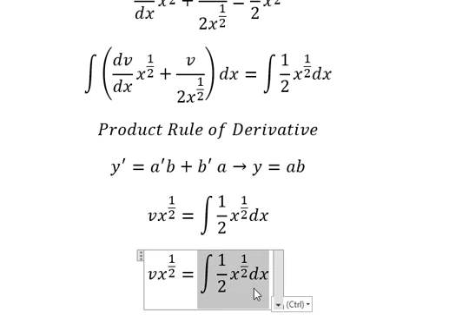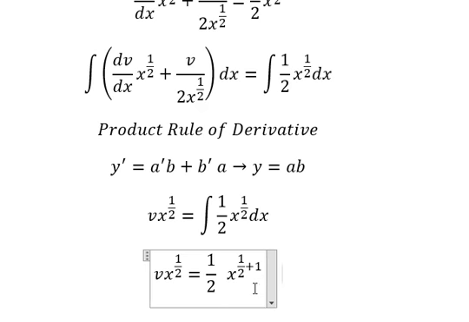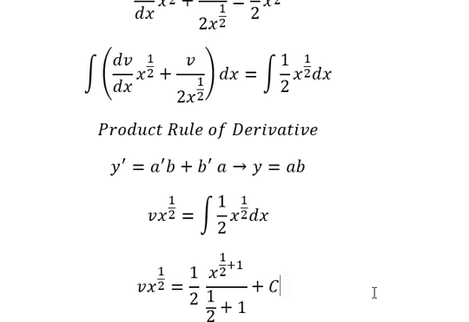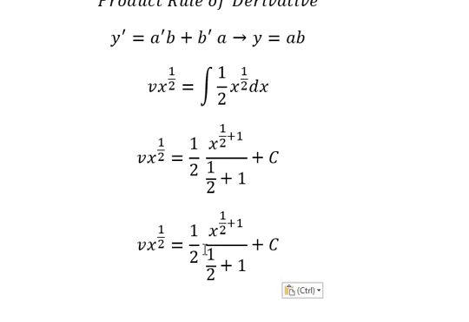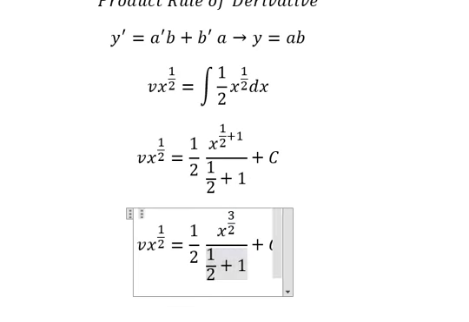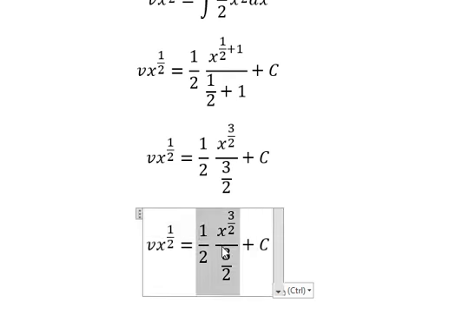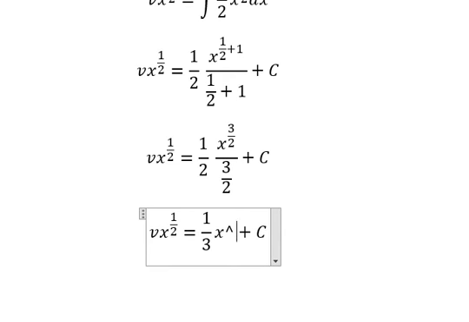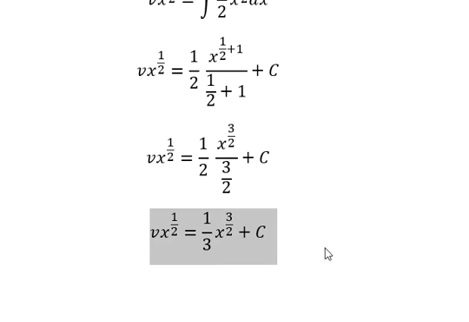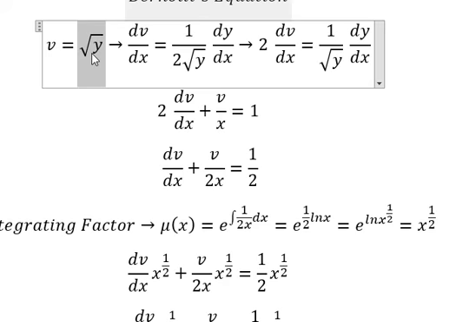This one, we have s to the power of 1 over 2 plus 1 over 1 over 2 plus 1, and I will put c. This one we have 3 over 2. This one we have 3 over 2. So we simplify, and we have 1 over 3 s to the power of 3 over 2, and v is the square root of y.